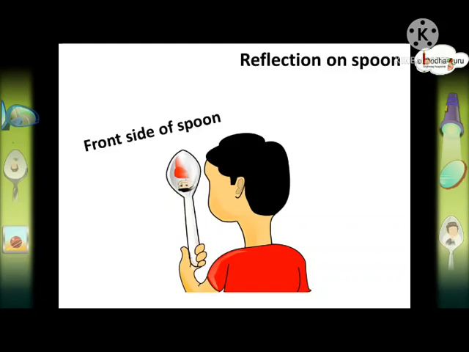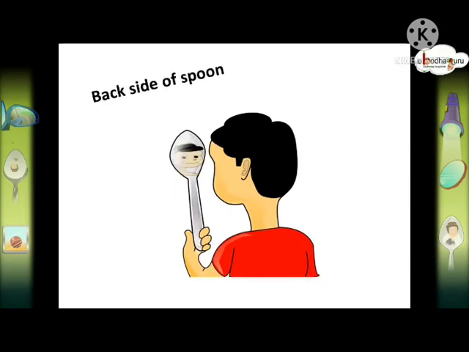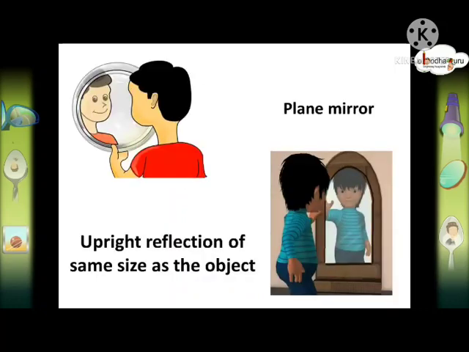Here, using the front side of the spoon, the reflection was upside down. That is, his image was upside down. Then he checked his reflection on the back side of the spoon. Now his face was looking bigger, but it wasn't upside down. Instead, it was straight or upright. But the reflection in the plane mirror is always upright.